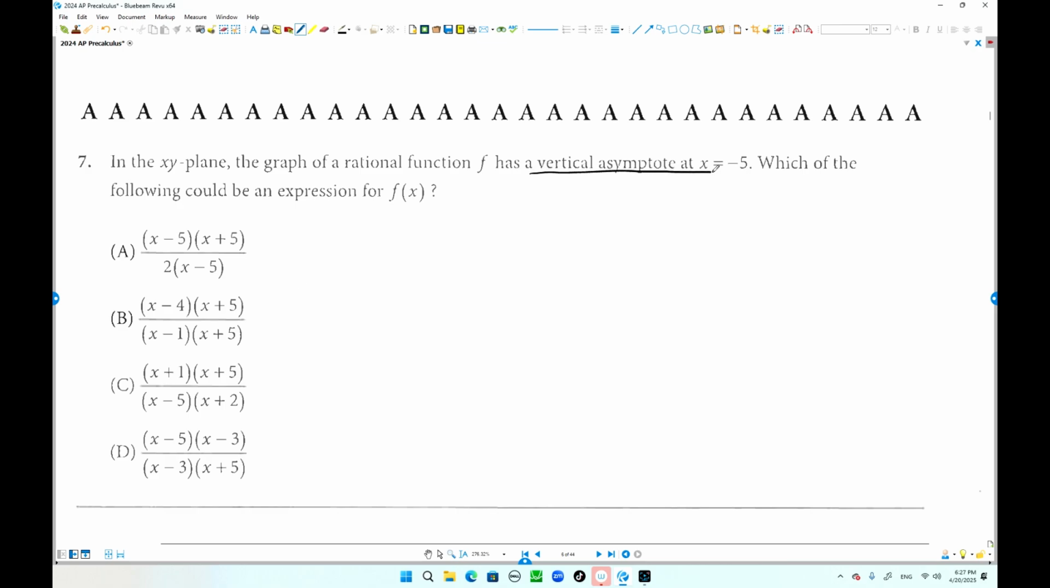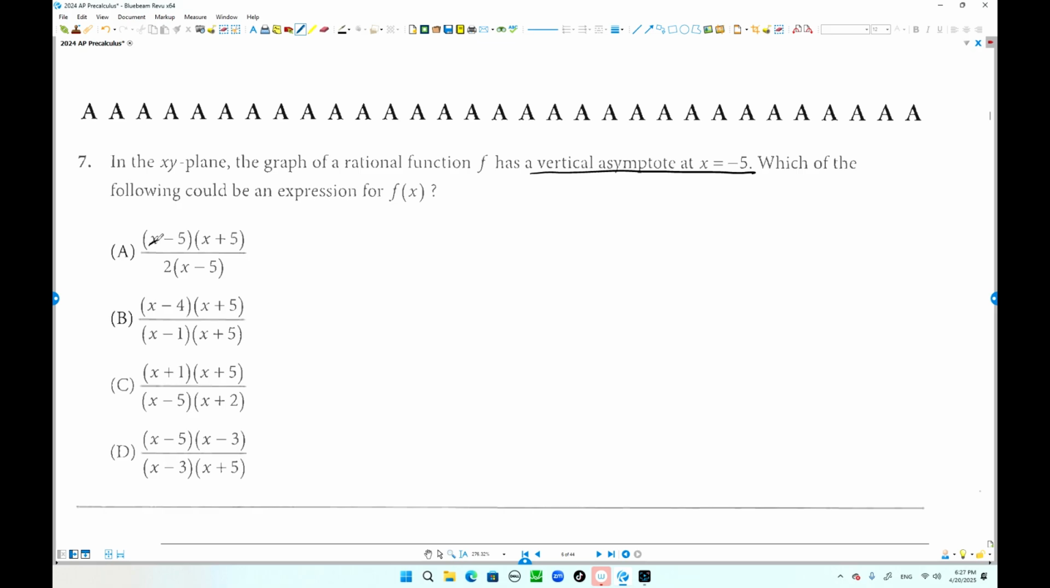Okay, vertical asymptote at x equals negative 5. So how do we get the vertical asymptote? It has no common factor, and the denominator is 0. There is a vertical asymptote. Okay, maybe you can try the first one.